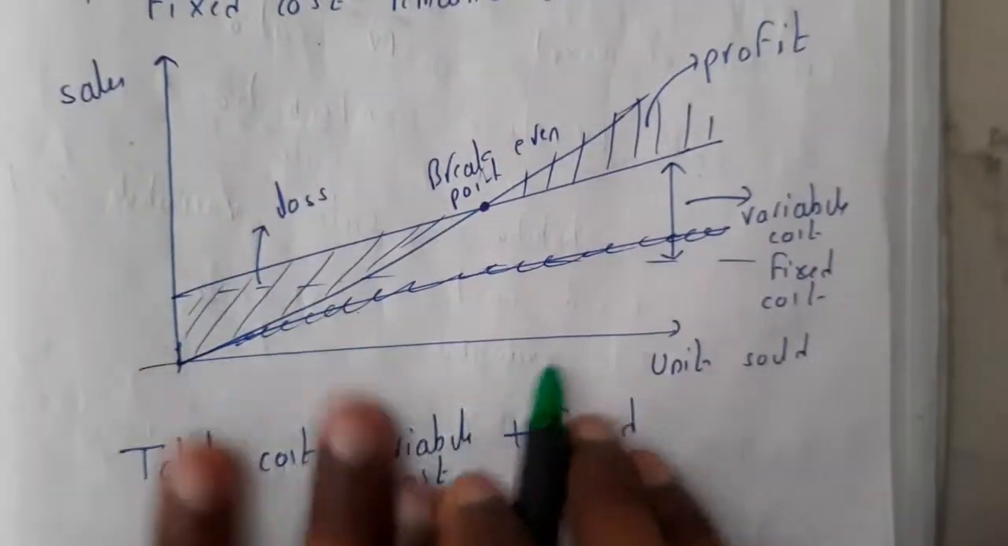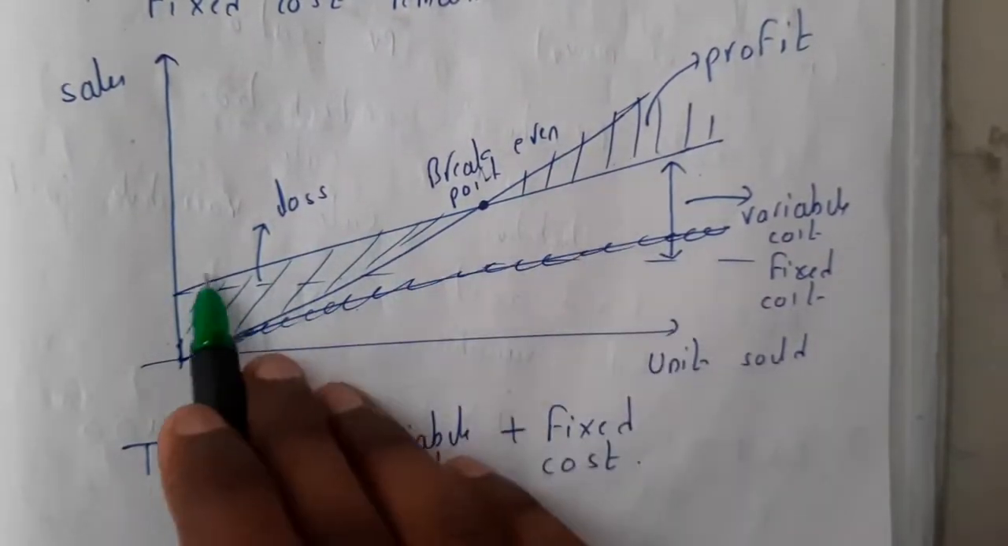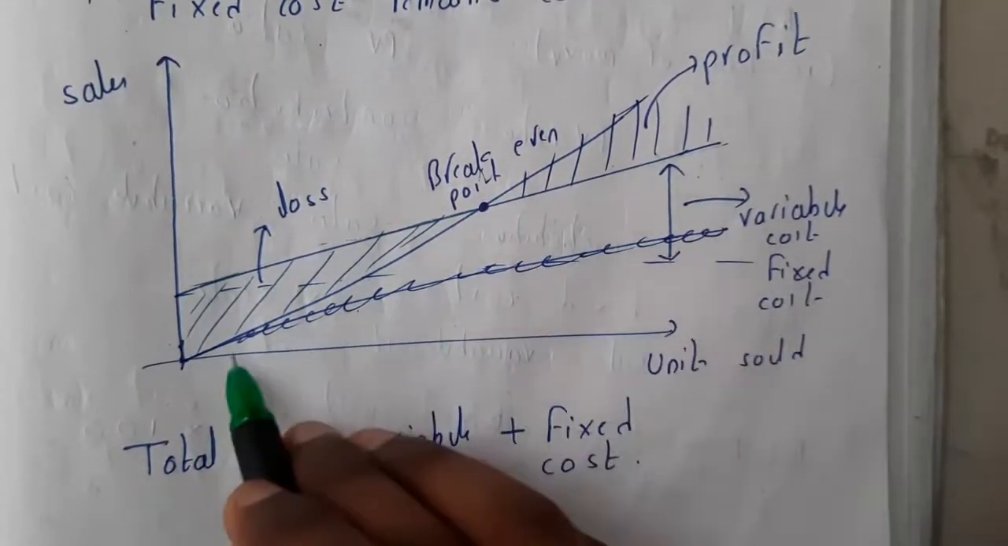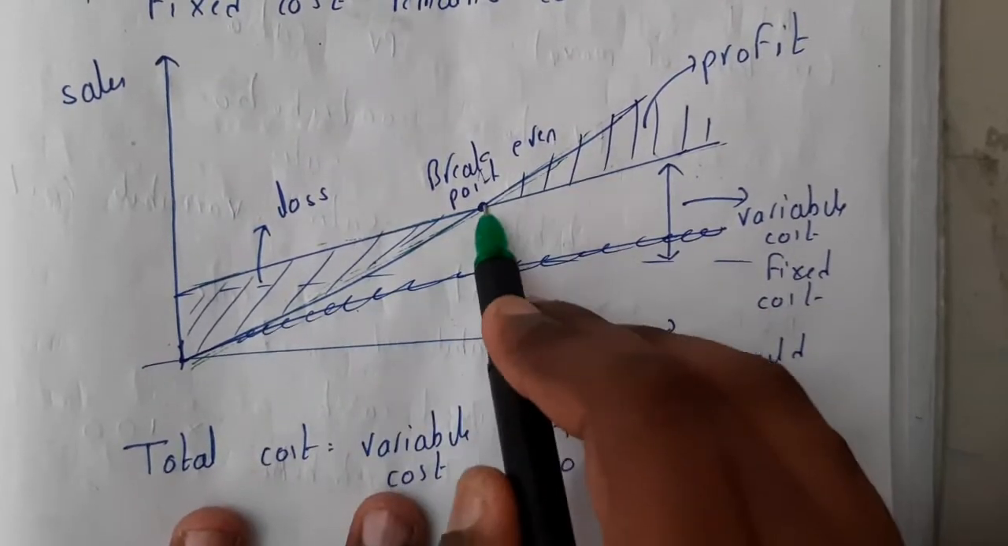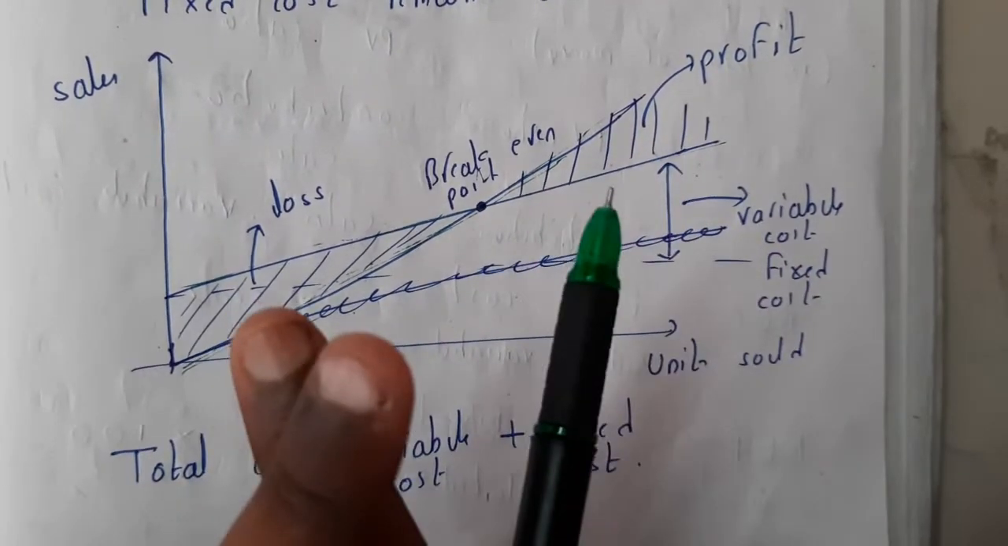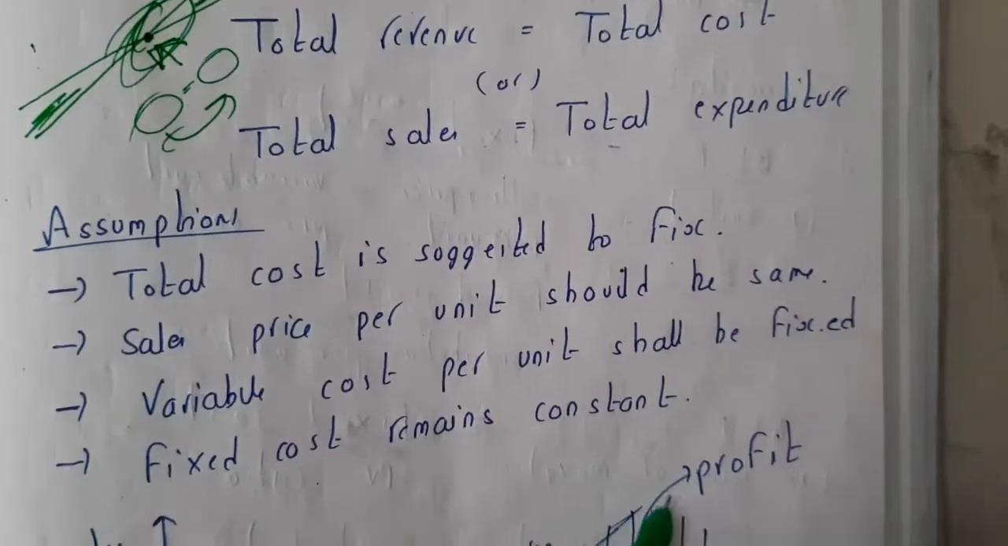Fine. So you can draw the diagram in this way. This is your cost and this is your earnings, and they both meet at a point. At that point they are equal, and that indicates the break-even point.